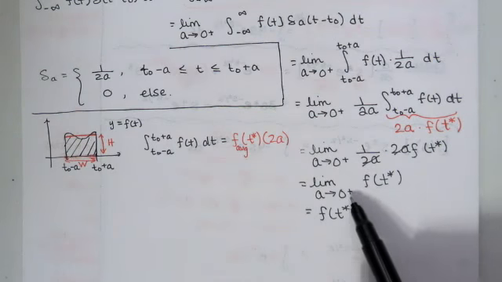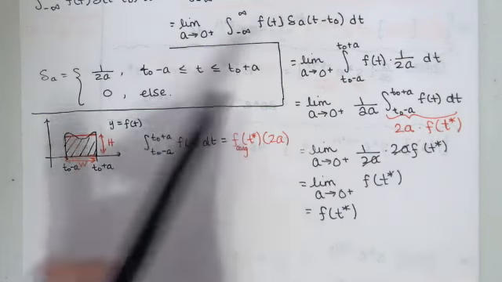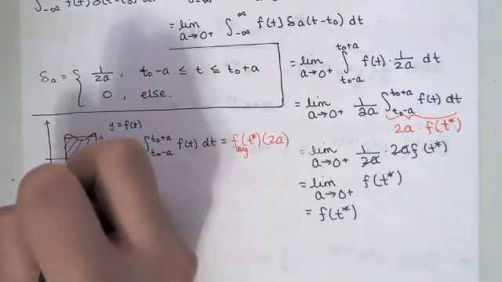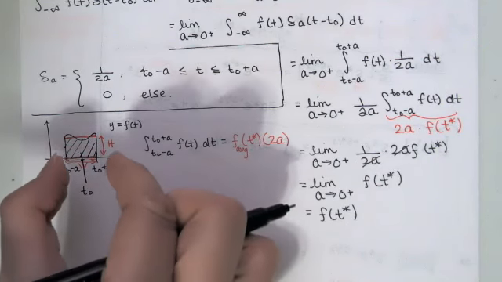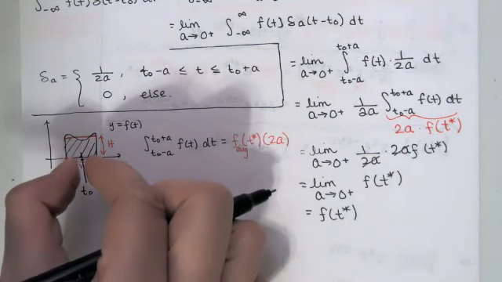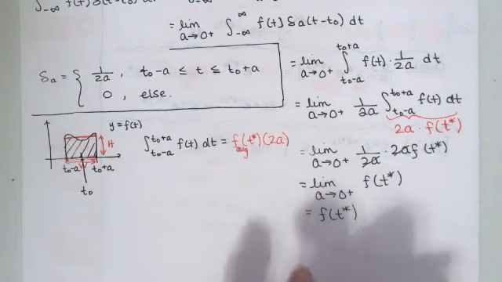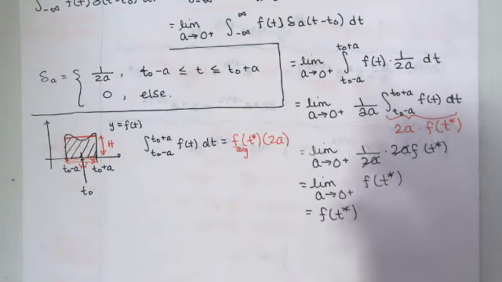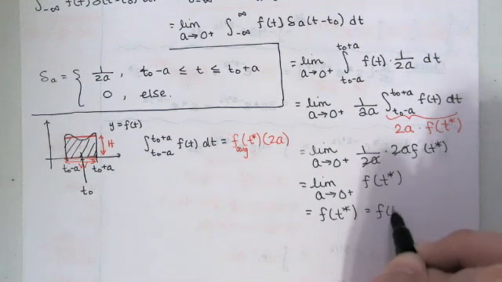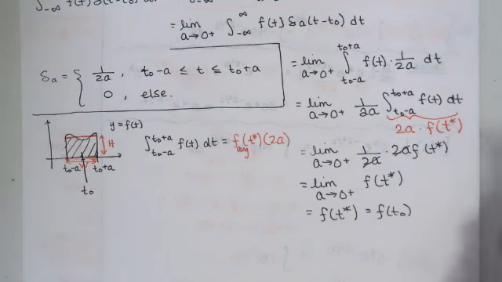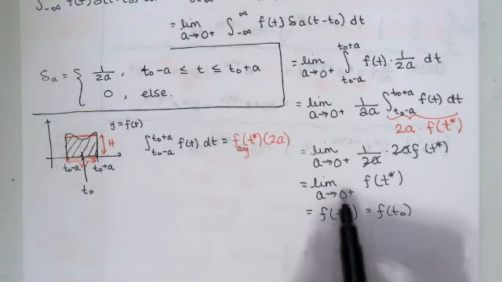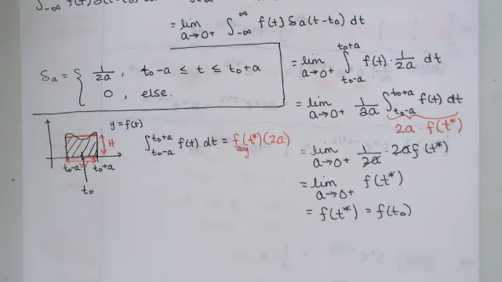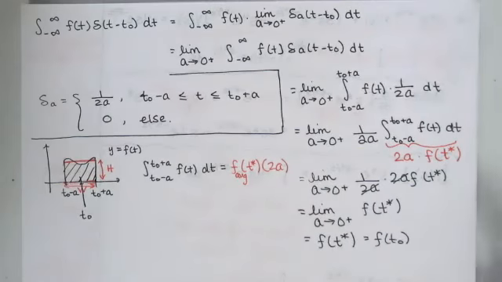But as a is approaching 0, this interval around t naught is getting smaller and smaller. The interval is just getting closer and closer to the actual value of t naught itself. So this t star must actually be t naught. It has to be, because t naught is the only value that we're guaranteed to have in that interval as a approaches 0 from the right. So I hope that that makes sense.